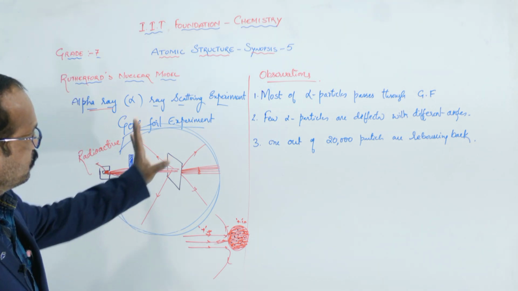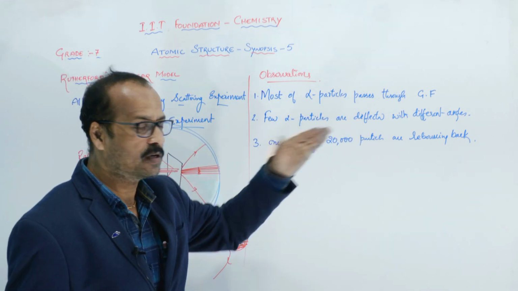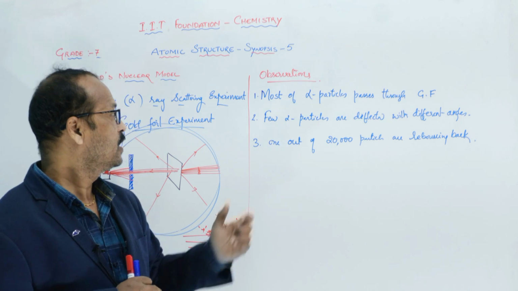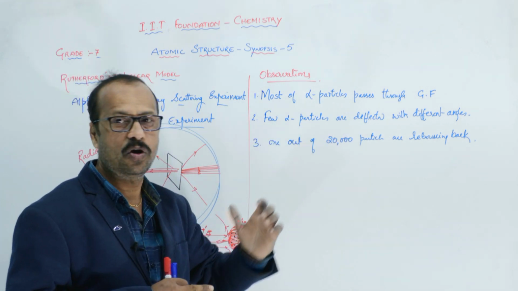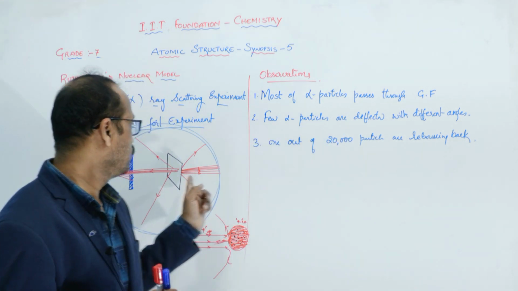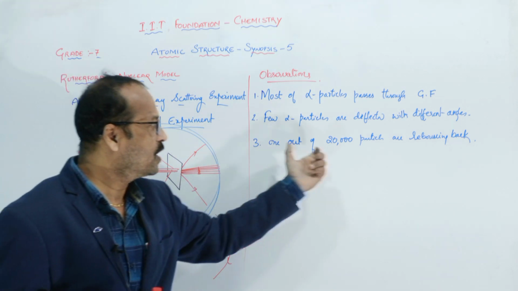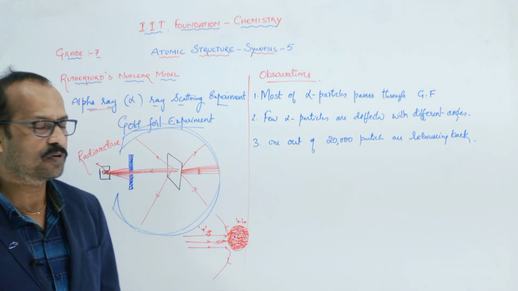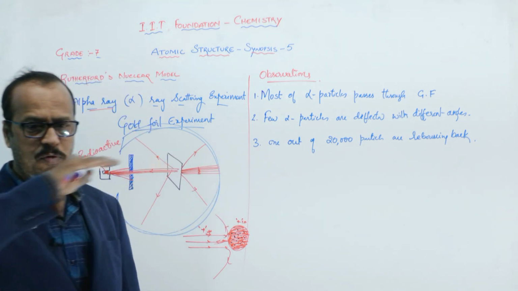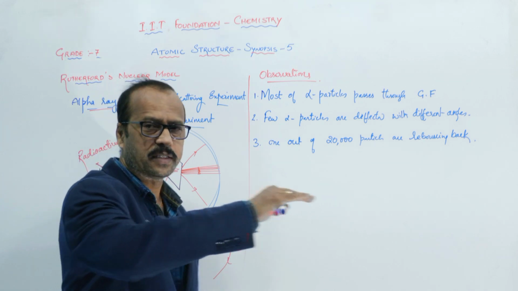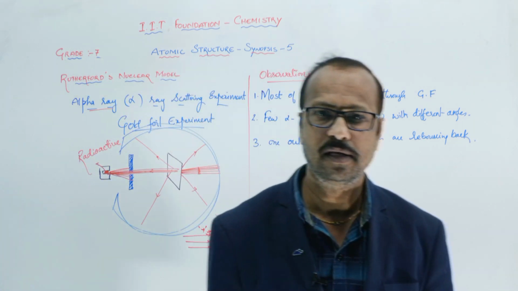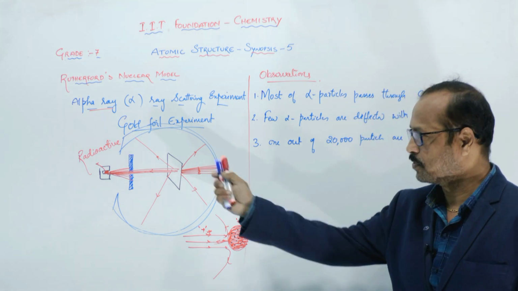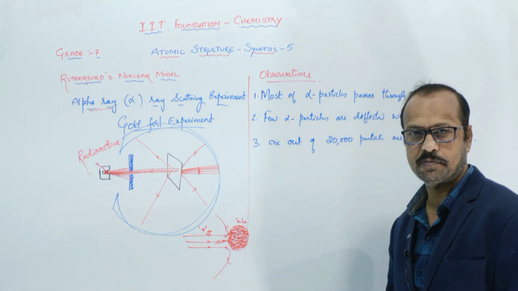So Rutherford observed that most of the alpha particles are passing through the gold foil. Second, a few alpha particles are deflected with different angles, and 1 out of 20,000 particles, which is very few, is rebounding back the same way it came. Clear? Okay. So these are the observations of Rutherford from this experiment.